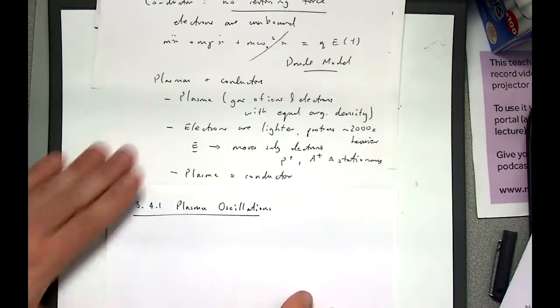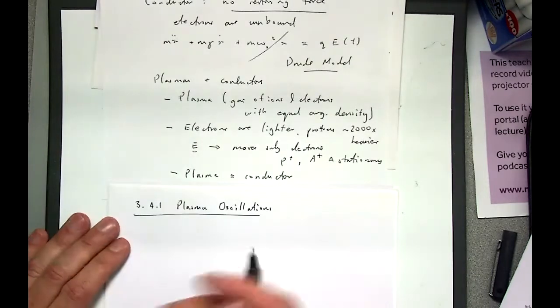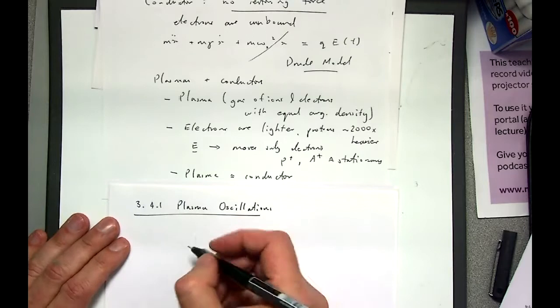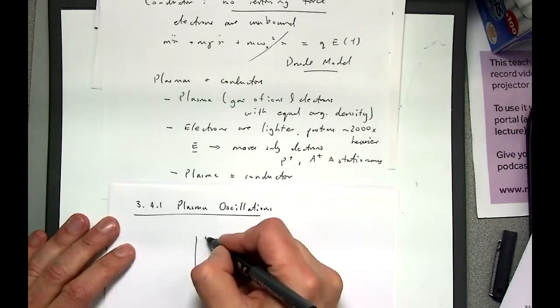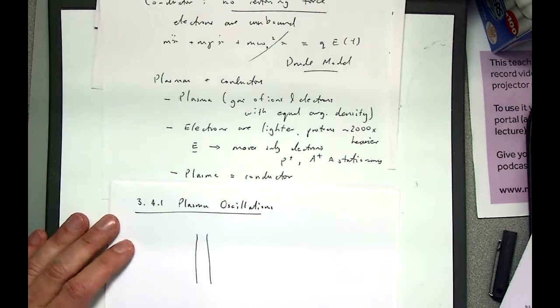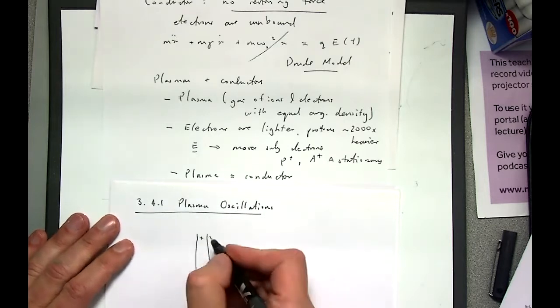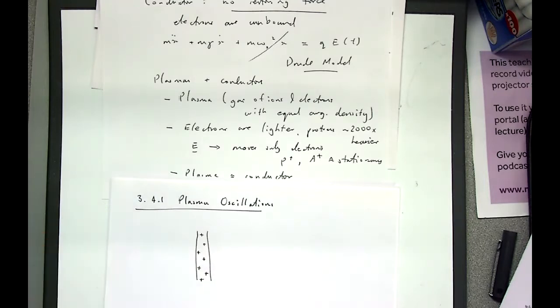So we imagine that if we displace some electrons, let's draw that situation. Imagine I have some background plasma. I'm going to draw the layer that I'm displacing electrons from. If I displace the electrons by some electric field, I'm obviously going to leave behind positive charges. Remember, our plasma is overall neutral.